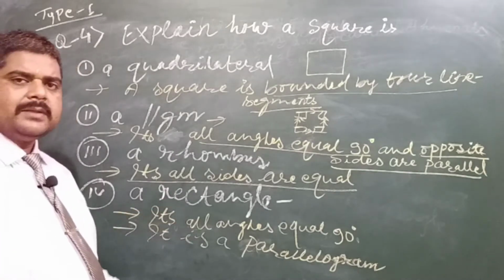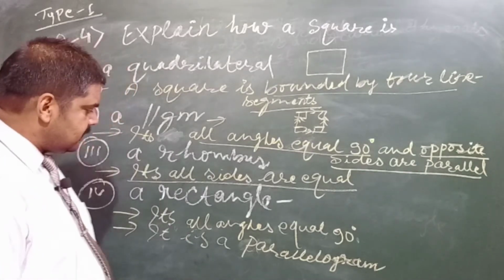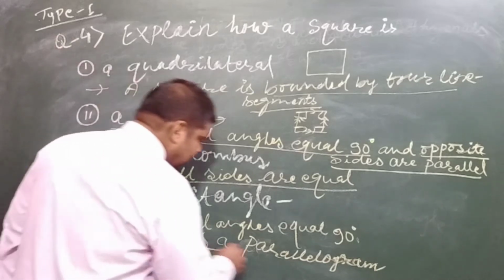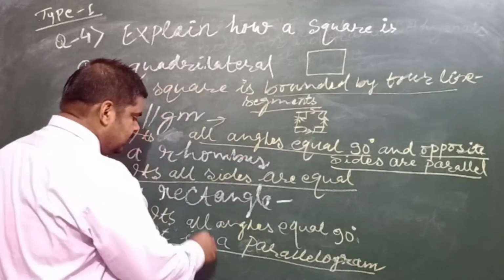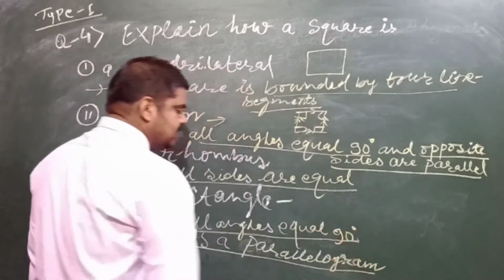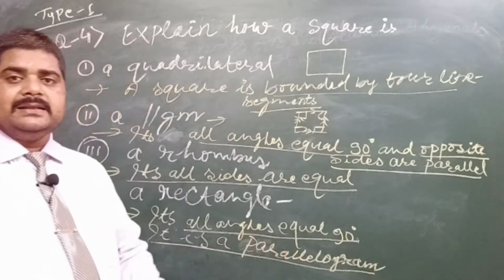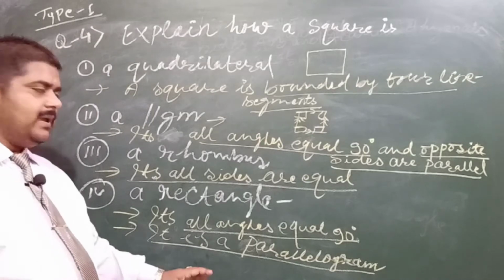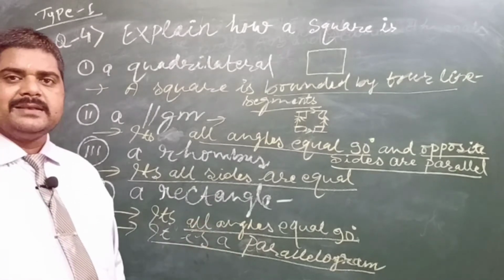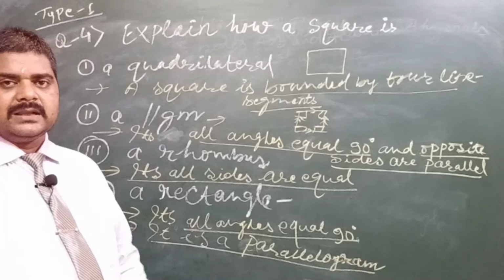Regarding rectangle, you can mention two reasons. First, it is a parallelogram, and second, all its angles are equal to 90 degrees. And you know that a parallelogram whose all angles are 90 degrees must be a rectangle, and this is why a square is also a rectangle.